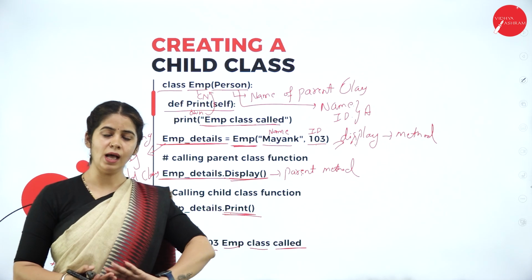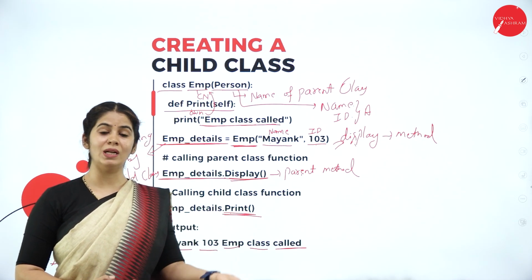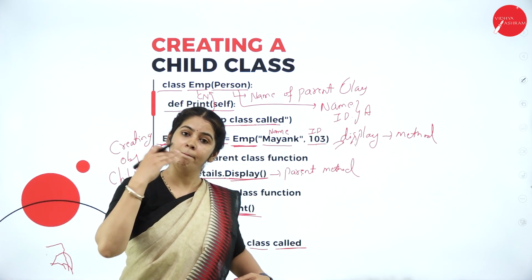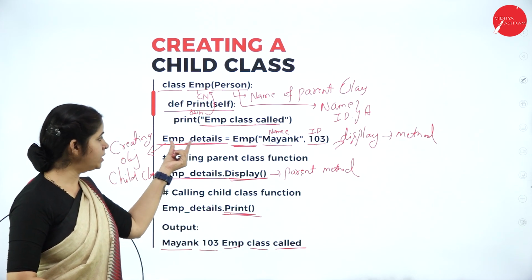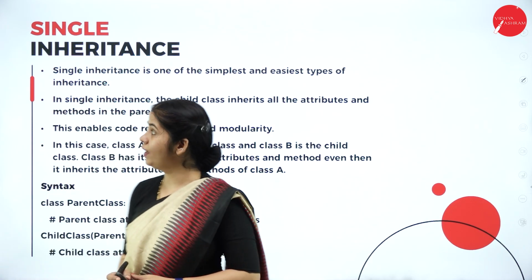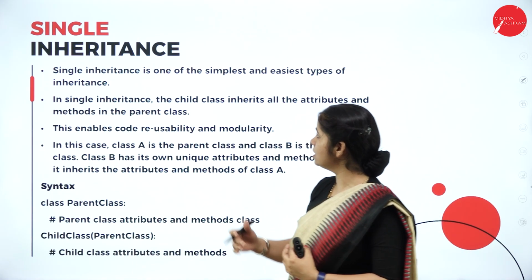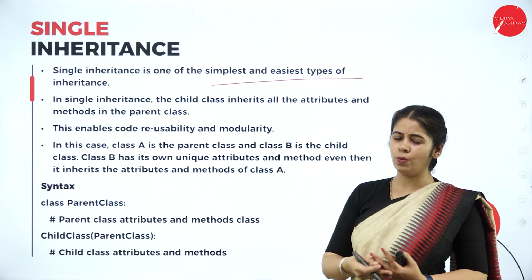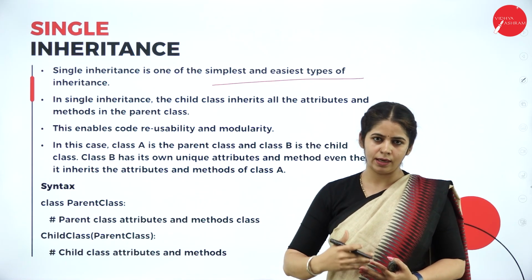Hope all of you are clear on how to create a parent class, how to create the child class, as well as how to access the attributes and the methods of a parent class from the child class using the object created by the child class. So next we have single level inheritance. Single level inheritance is one of the simplest and easiest types of inheritance. We just have a parent, and from the parent the attributes and the methods are inherited to the child.